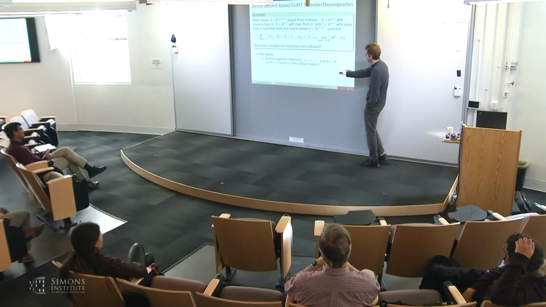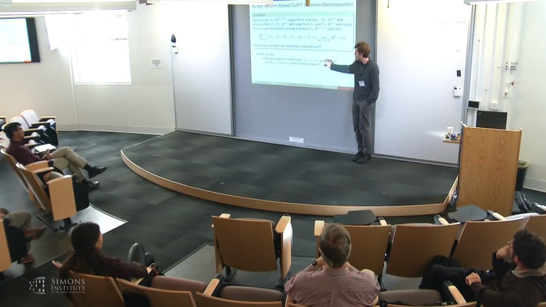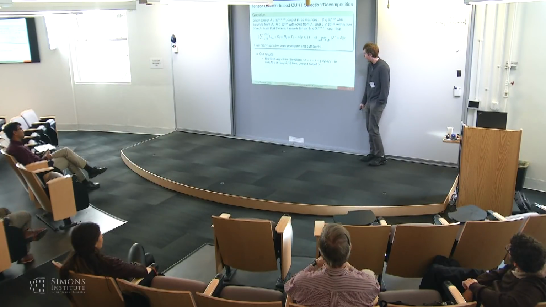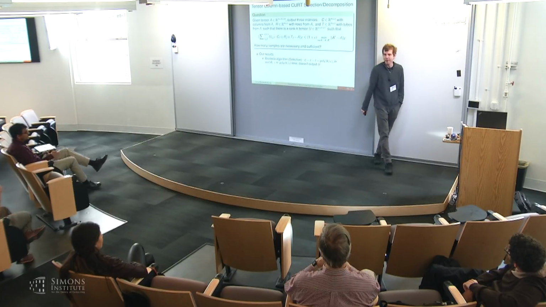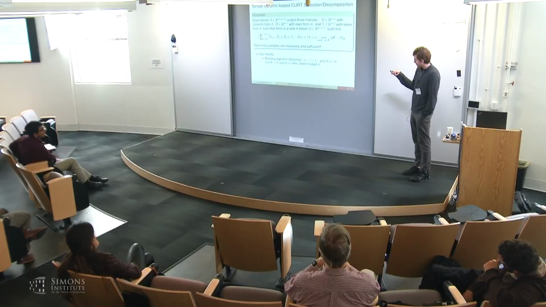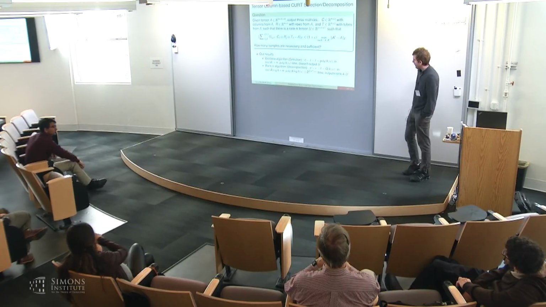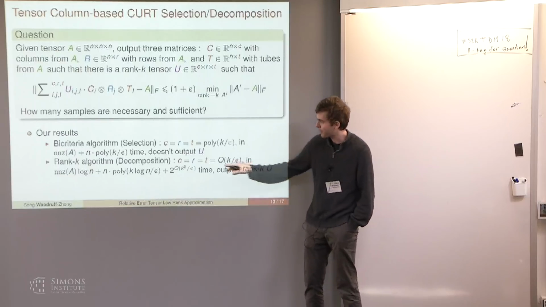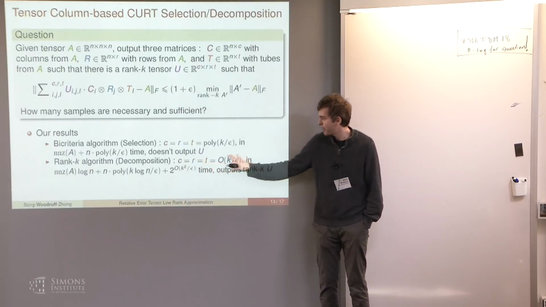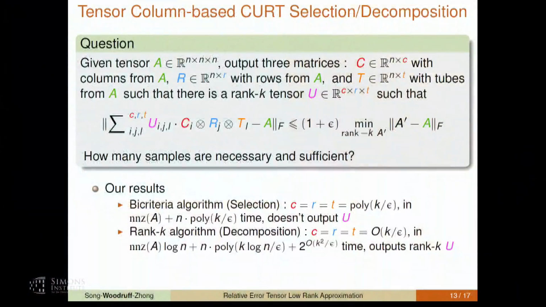Yeah, so we don't get the optimal number of columns, rows, and tubes here. We get poly k over epsilon. And we don't actually find a rank k tensor U to glue these together. But it's polynomial time. If you really want the right parameters, like the optimal number of columns, rows, and tubes, you can get k over epsilon for all three of those. We can show that that's optimal. We can also find the rank k tensor U.